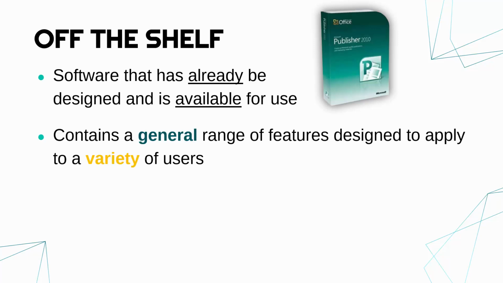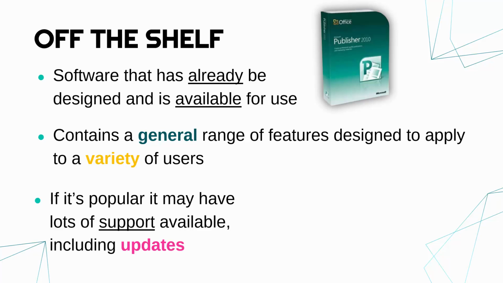So the idea is that companies will design this software with a general range of features which are meant to apply to a variety of users. So this box is of Microsoft Publisher from 2010. Publisher is used for more creative tasks like leaflets and magazines and generally more appearance-based documents. There are loads of tools there designed for all different scenarios, not for one specific task. It's meant to be fairly general within its category of desktop publishing. So Microsoft is aiming at a wide range of people, not just one organization or one type of job.